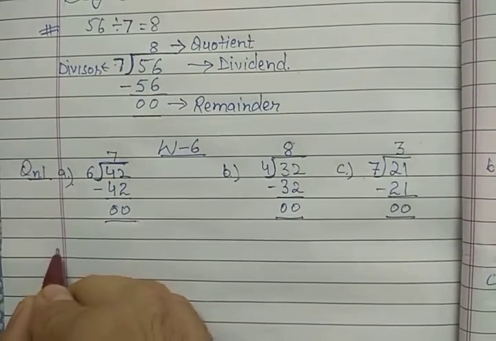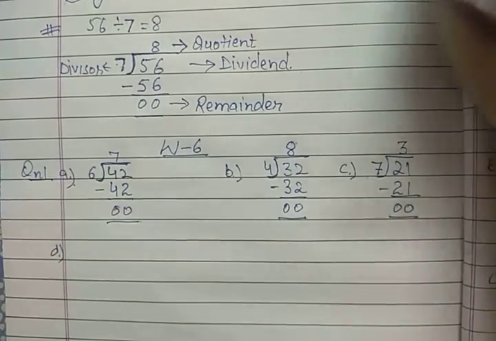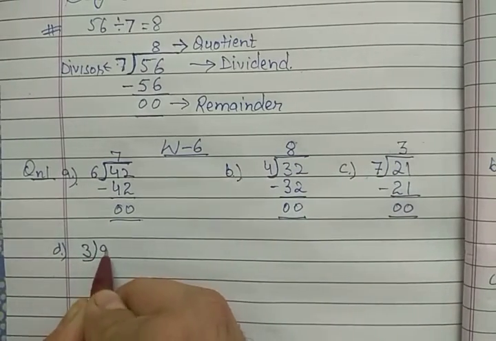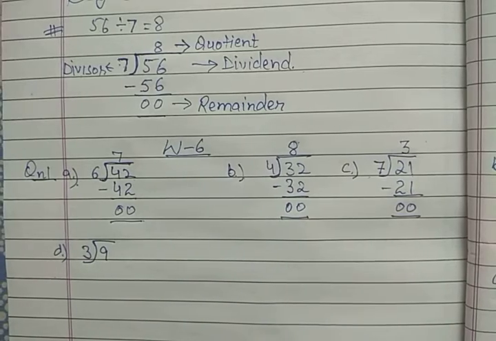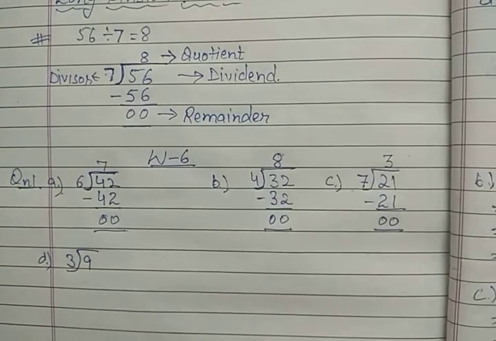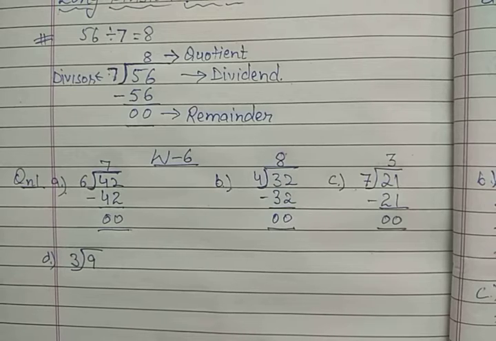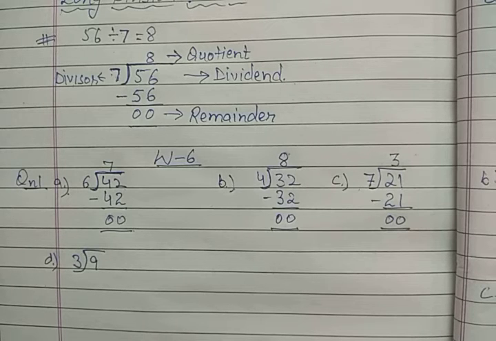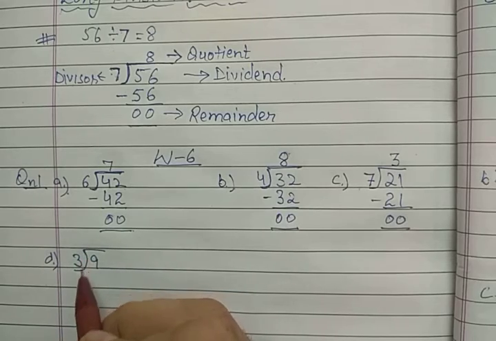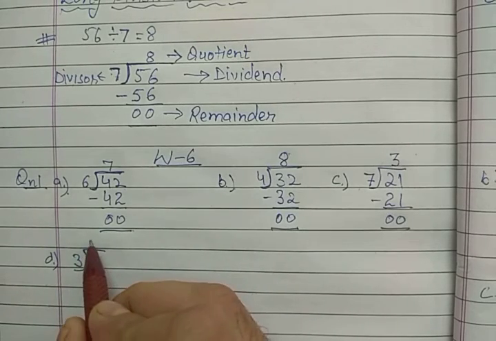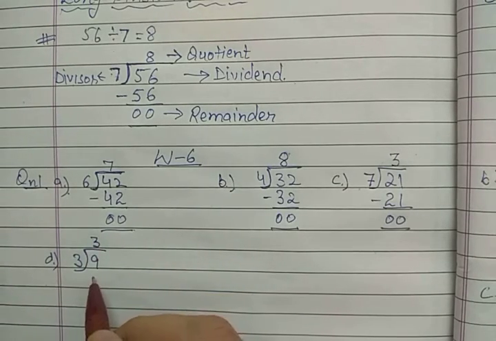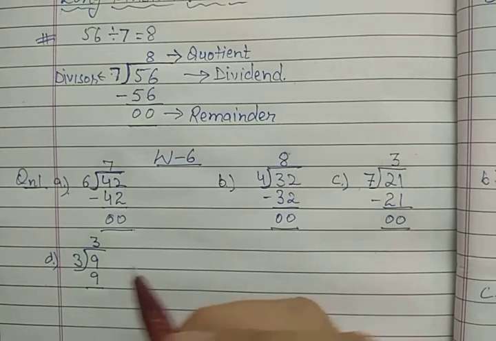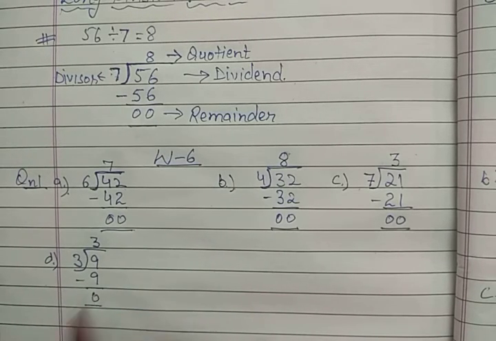D part. 9 divided by 3. So now here what is the divisor? The divisor is 3 and the dividend is 9. So whose table will we recite? Table of 3. We will recite the table of 3 till 9. That means where does 9 come in the table of 3? So 3 3s are 9. So we will write the quotient here. Now what is our next step? Subtract it. So 0. This is the remainder.